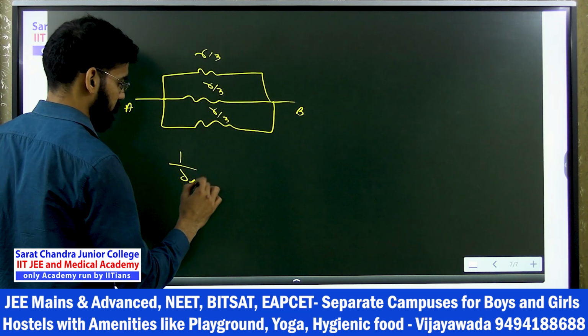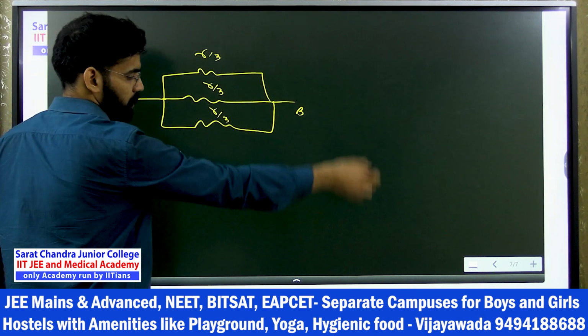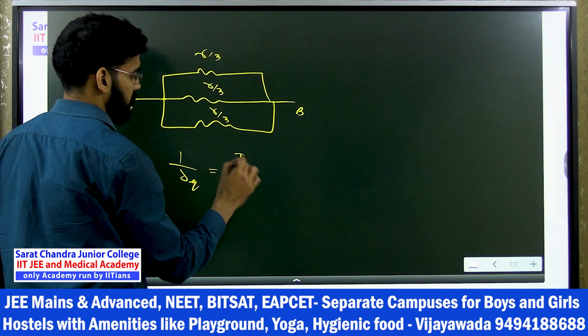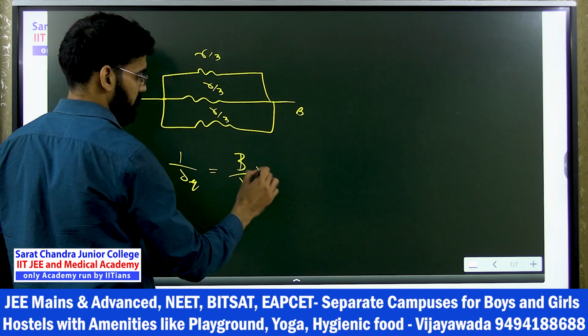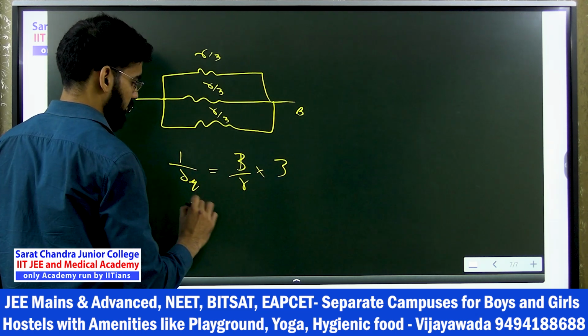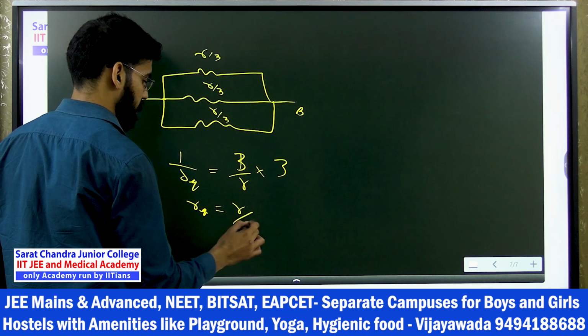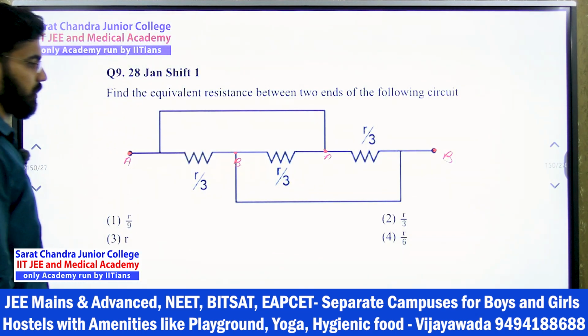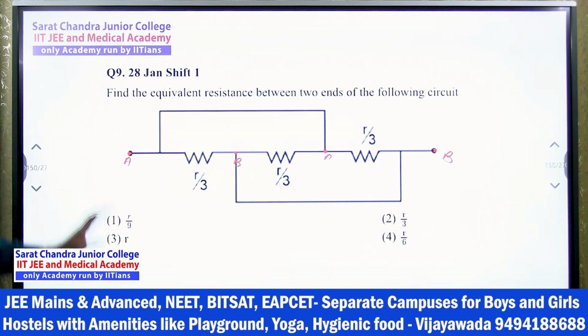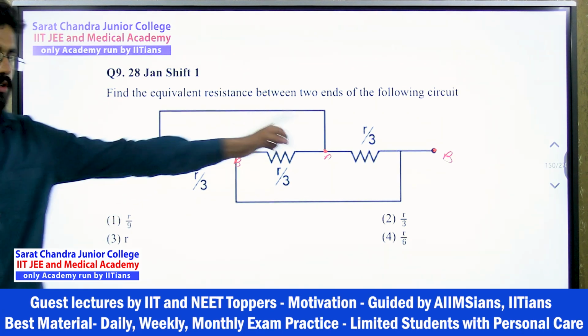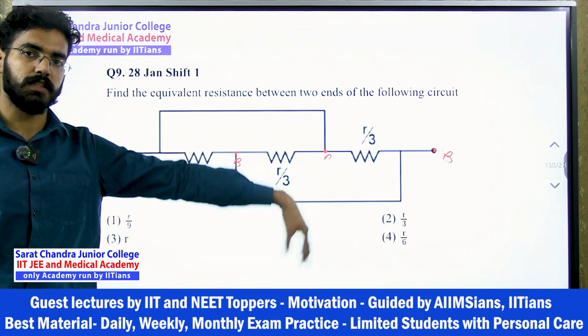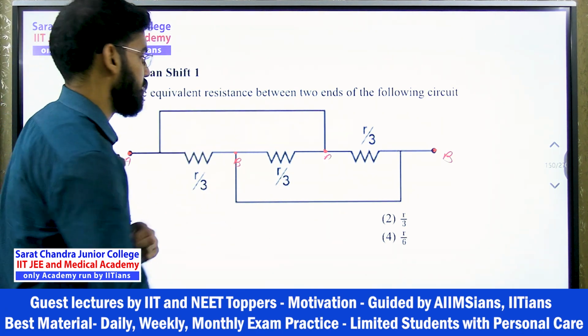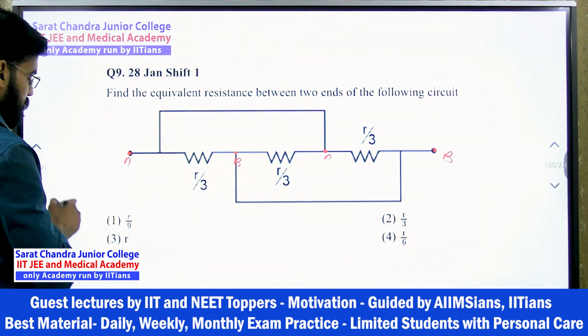1 by R equivalent is equal to 1 by R1 plus 1 by R2 plus 1 by R3. So this will come 3 by R, multiplied by 3, because 3 times you have to write down. So R equivalent is how much? R by 9. So R by 9 is your answer, first option. Okay, this is how we solve. Even many complex circuits have been solved in the notes. This is just a very simple question.